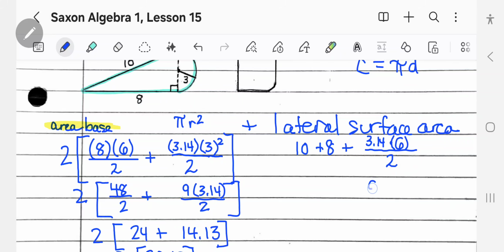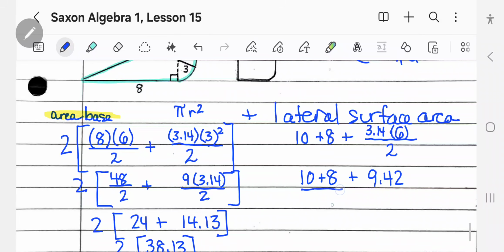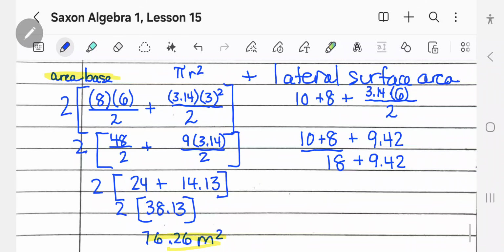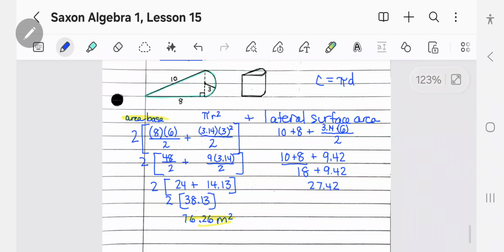Did you get 9.42? Okay, and then we're going to add all of these together. Here we get 18. And then here we're going to get 27.42. That is not the area, okay?